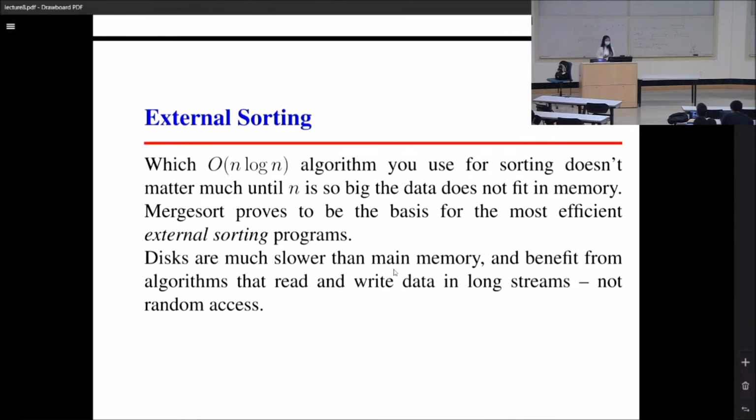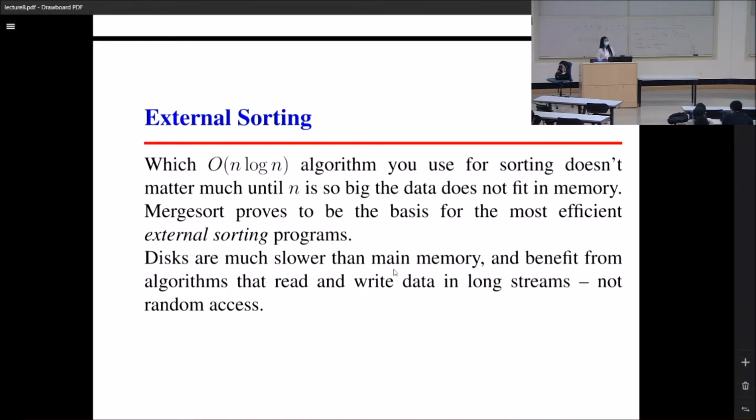It means that you put the thing that you want to sort on the disk. So what will be the difference? The difference is that it is very slow to access the disk. So when you are thinking about external sorting, the bottleneck is actually the read and write times.